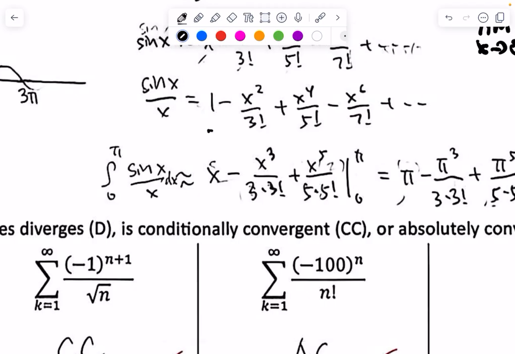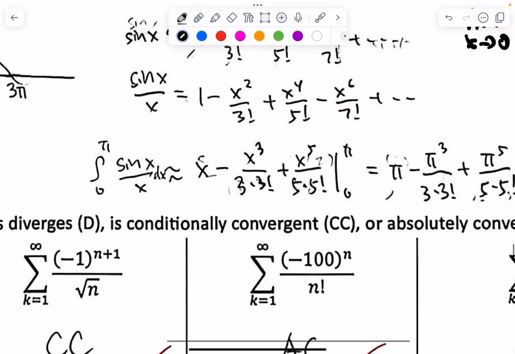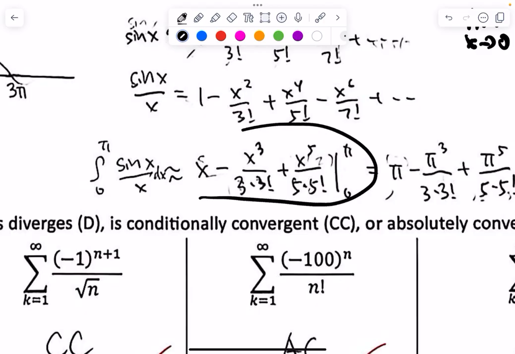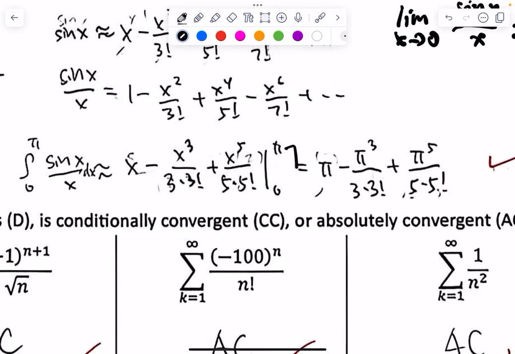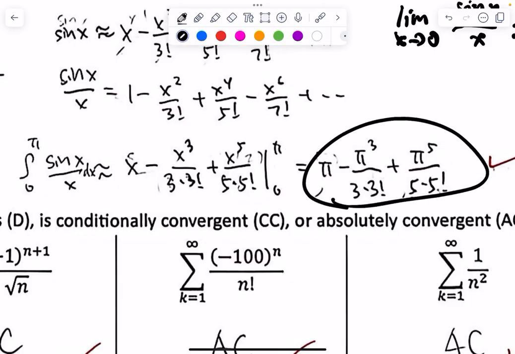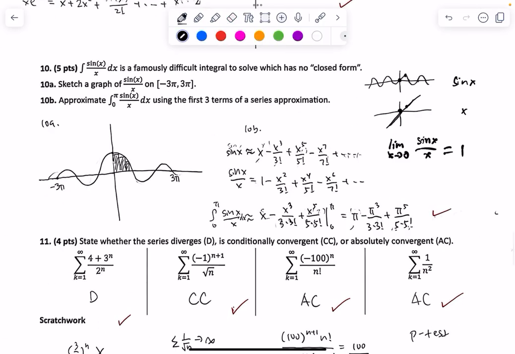On the right-hand side, if we integrate that, we can use the power rule, and that gives us this. Plugging in our limits, 0 and pi, we get this as our final answer. That's an amazing approximation of sine x over x, so kudos to Wolo.